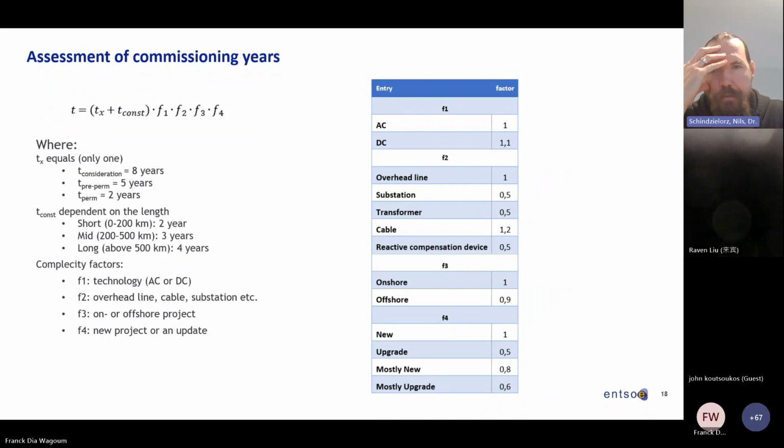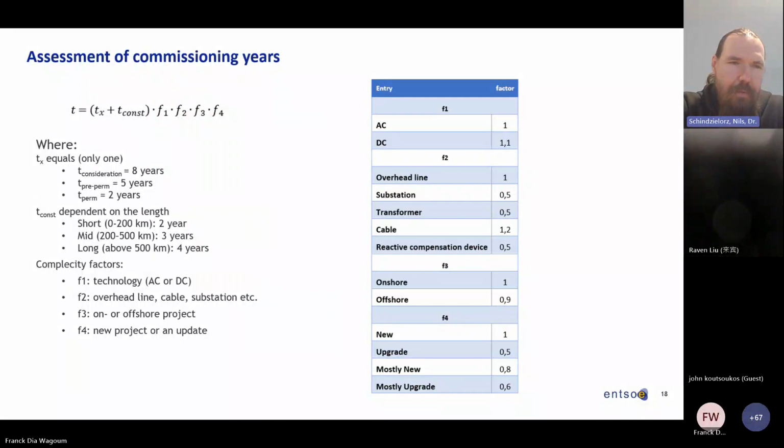And for the values of the factors, where you see the factor defined as number 1, it is said that this is the state of the art applications. So for the F1, AC is seen as the standard, and DC is to be seen as kind of a little bit lasting longer for the construction and permitting phase. And these are the factors.